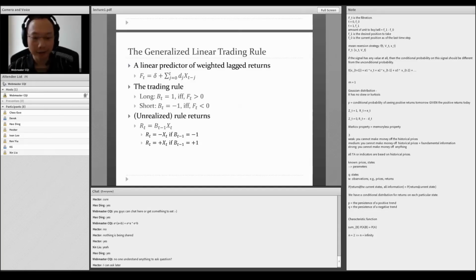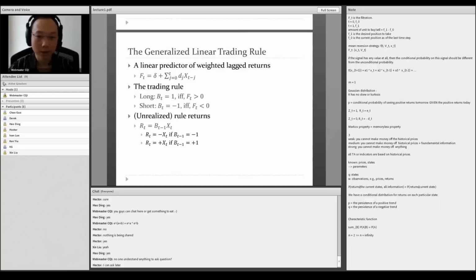We need to define what returns means. The return of a strategy in one day is just the return of the asset if you buy, or the negative return if you sell. So this B_{t-1} is either plus 1 or minus 1, depending on whether you're long or short. That's how you define your returns. Again, what you need to bear in mind now is that a linear indicator is just a weighted sum of asset returns, for a fixed number of lags.